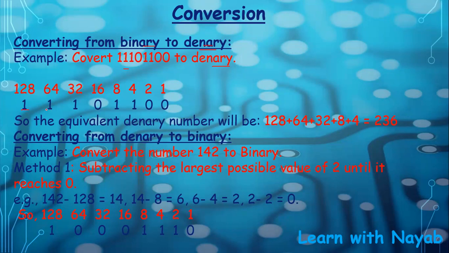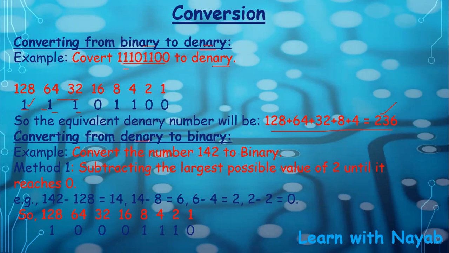By writing the number, wherever we receive 1, we add them. Like here we have 1, here we have 1, here we have 1. We have 1 in 128, 64, 32, 8, and 4. So we're going to add all these numbers which have 1 beneath them. So 128 plus 64 plus 32 plus 8 plus 4. We add them all and we get the number 236, which is the denary number for this binary value.